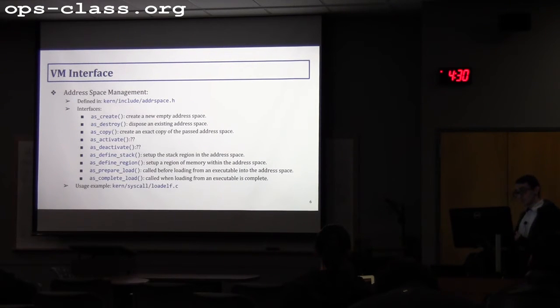So whenever a process wants to use a TLB entry, it should call activate, and that should also be used in one of the syscalls too. As define stack basically defines a stack region in the address space and returns a pointer to the user stack. These are the new ones that you're going to deal with: define region, prepare load, and complete load.